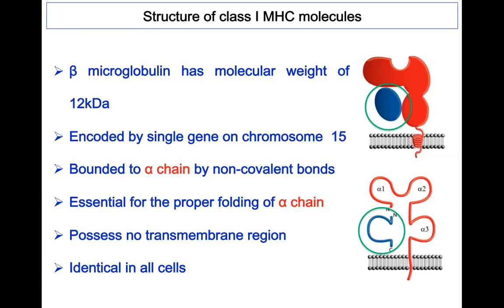In the case of MHC class 1, it has two parts, what we call the alpha chain and beta microglobulin. The alpha chain has a further three domains, alpha 1, alpha 2 and alpha 3. The gene for beta microglobulin is located on chromosome 15, and its important role is in the folding of the alpha chain.